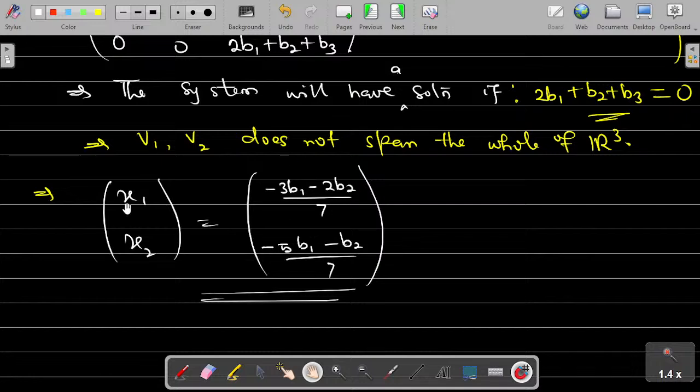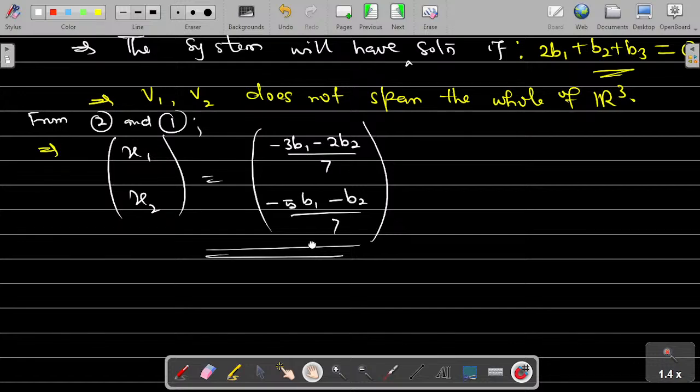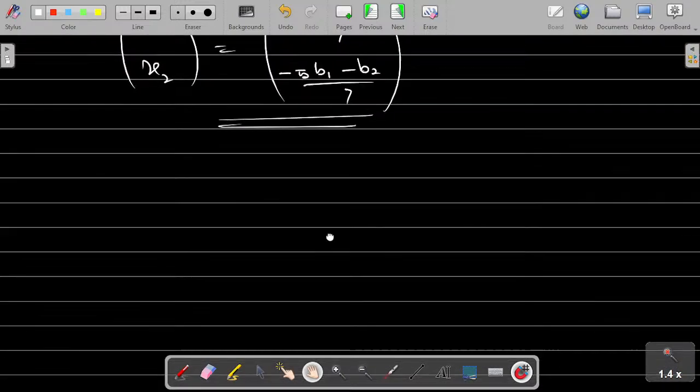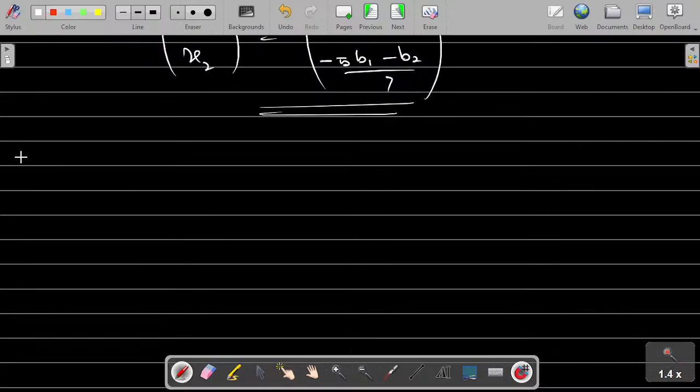This solution, you can just write here: from equation 1 and 2, we have that our solution is equal to this, and that's enough. Okay, so that is for question 1A, which is I and II. All right, so let's look at the next one. That is the B. So is it 1 now? 3A, sorry.